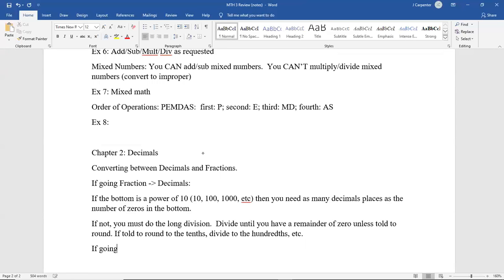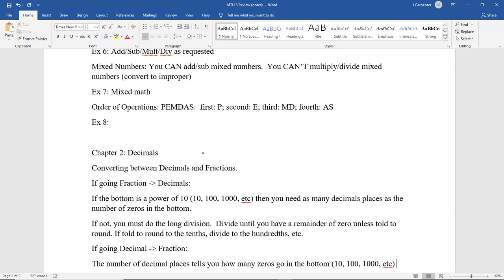Going from decimal to fraction, the number of decimal places tells you how many zeros go in the bottom. So again, 10, 100, 1,000, etc. If you had 0.5, then your bottom would be 10. If you had 0.05, the bottom would be 100. If you had 0.005, the bottom would be 1,000. And then the top is just whatever that number was without all the decimals. That's all it is.